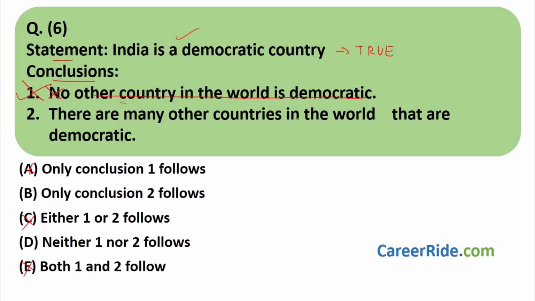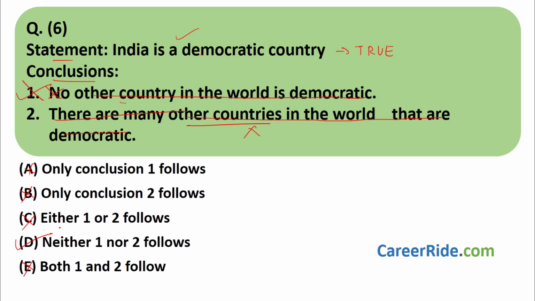There are many other countries in the world that are democratic. Now, once you eliminate the first option, many of the people will think that this is a very correct statement and they'll immediately mark only conclusion 2 follows. But please look carefully. Statement says India is a democratic country. Does the statement talk about other countries in the world, or whether other countries are democratic or not? No. Then how can the second statement be true? It does not follow. So B is not there.